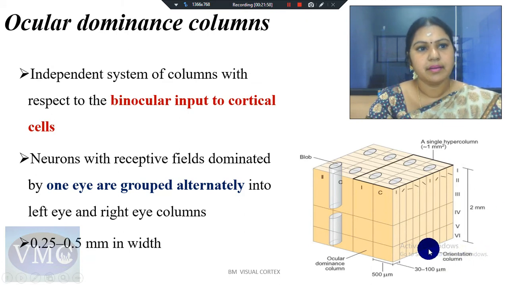Ocular dominance columns. So again, as we know already, ocular dominance means it is concerned with a particular eye. So here, perpendicular to the orientation columns, it is again divided, and these are called ocular dominance columns. It is an independent system of columns with respect to the binocular input of cortical cells. These neurons with receptive fields dominated by one eye are grouped alternately into left eye and right eye columns. They are 0.25 to 0.5 millimeters in depth.